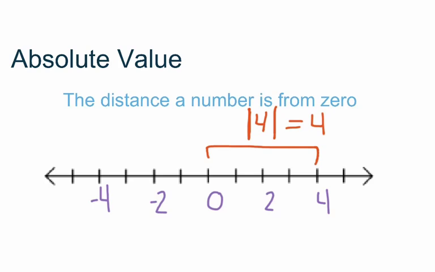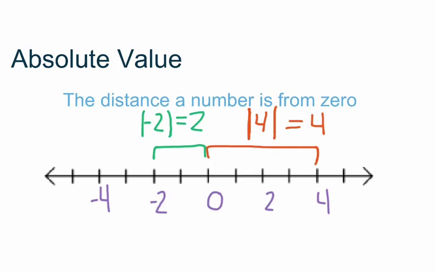Now, let's say we wanted to look at the problem, what is the absolute value of negative 2? This time we'd ask ourselves, how far away from 0 is negative 2? Well, it's 2 away from 0. Now, is it in the negatives? Yes, but it's still 2 away from 0.